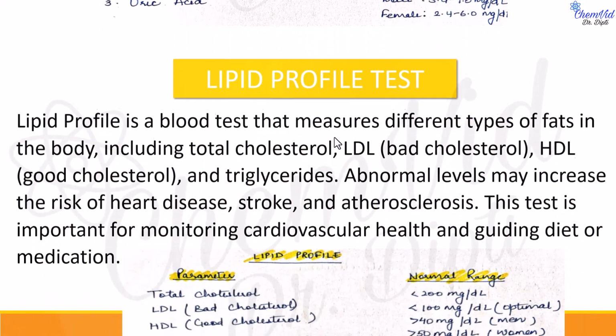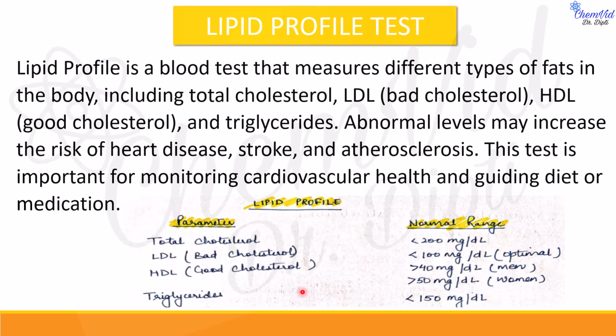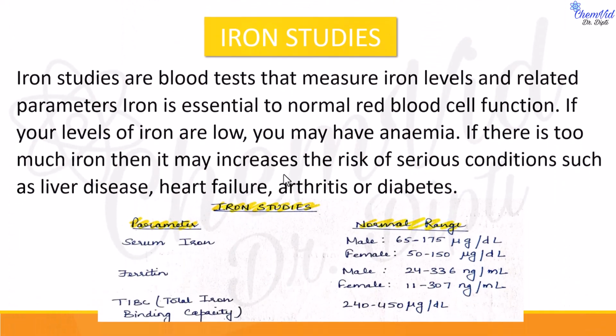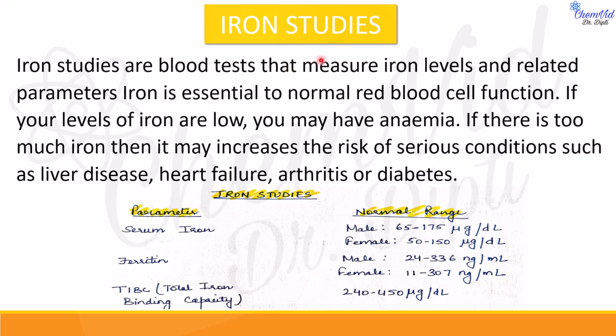Then coming on to the lipid profile test. In the lipid profile test, this is the small chart indicating the normal range of all the parameters, and the lipid profile test helps in monitoring the cardiovascular health, and it also guides the diet or medication. Then coming on to the iron studies. We all know that iron is very important for the hemoglobin, so it is essential for the normal red blood cell function. Here you can make a small chart again with the normal ranges of all the parameters which are included in the iron studies.